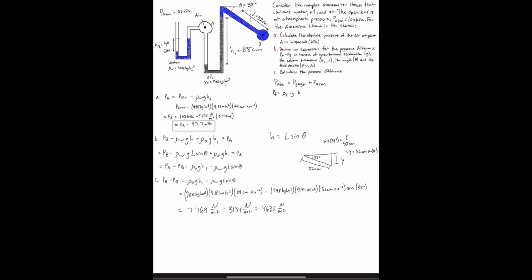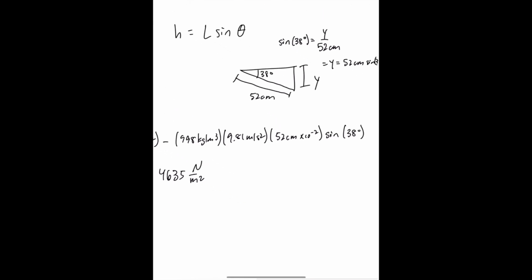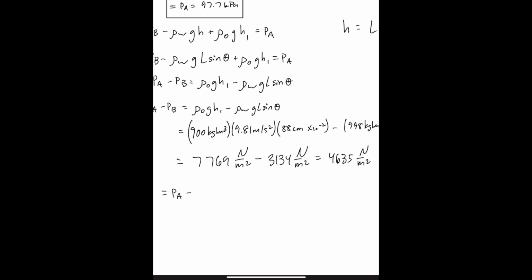Now you might be wondering, that doesn't really look like pressure. Newtons per meter squared doesn't really look like pressure, but if we think back to our dimensional analysis from a previous unit, we remember that the dimensions of pressure are equal to force divided by length squared. So that means we get force, which is newtons, over length in meters squared, so this checks out. So our pressure difference here, PA minus PB, is equal to 4,635 pascals, or we can rewrite this in kPa as 4.635 kPa. And there's our answer.